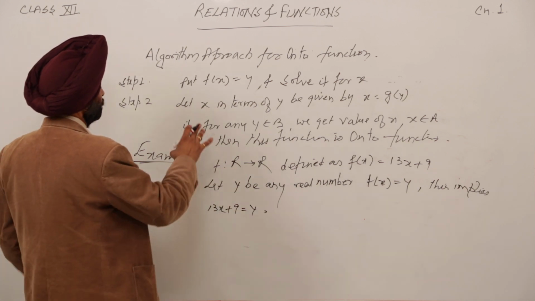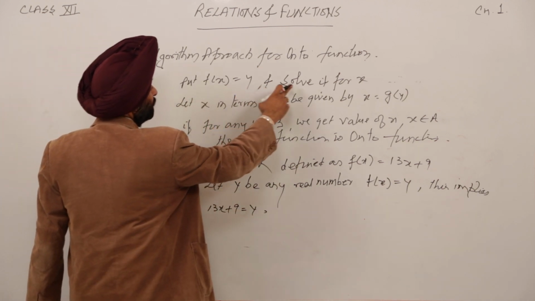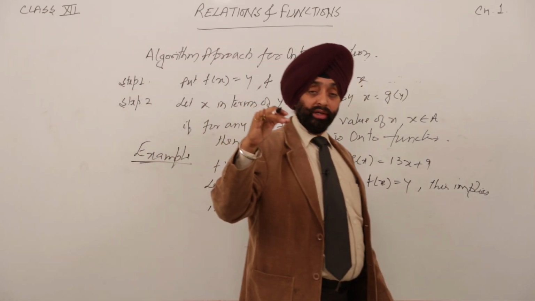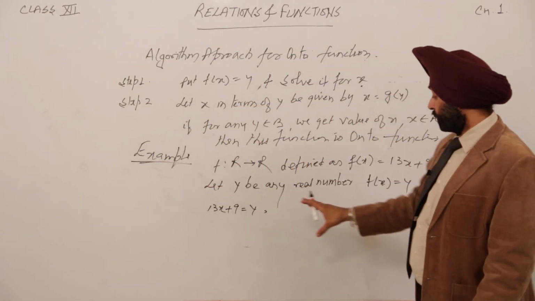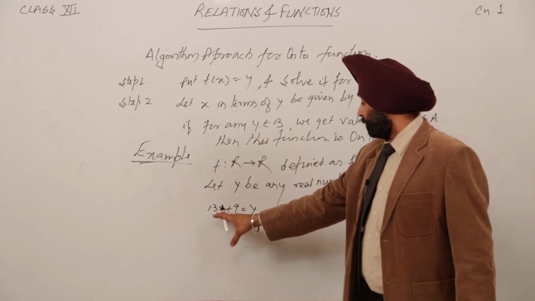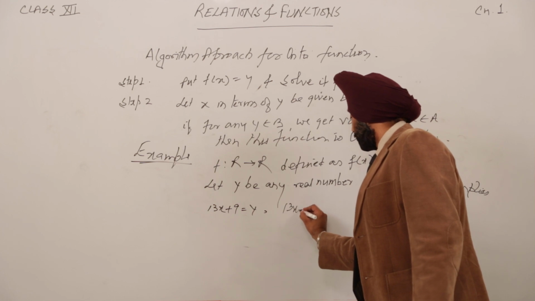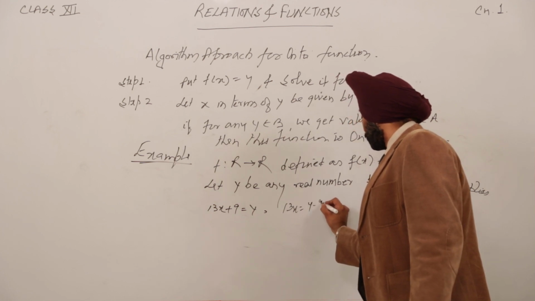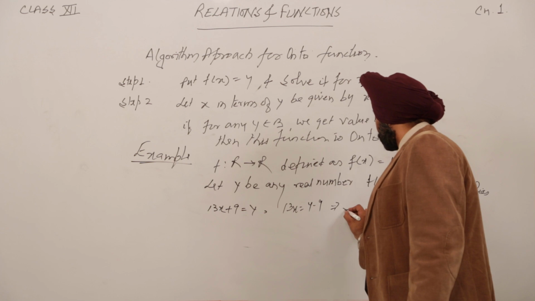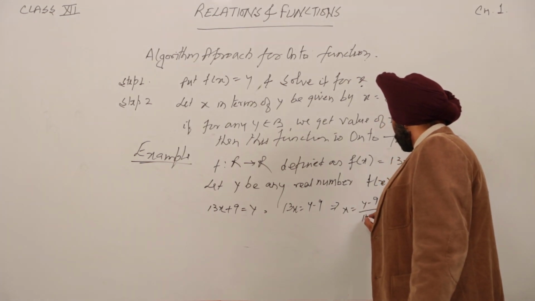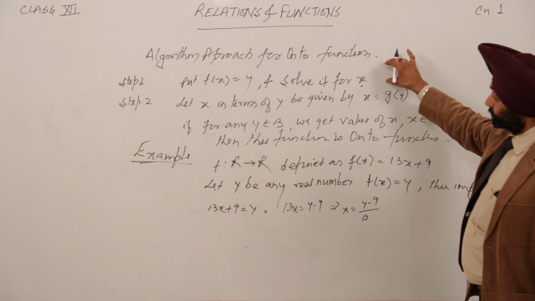Now check what we have written. Put f(x) equal to y and solve it for x. I have written solve it for x. Now let's solve it, this basic part. Now we are having 13x plus 9 is equal to y. Here we got it: 13x is equal to y minus 9 and x is equal to (y minus 9) upon 13. So our first step completes.